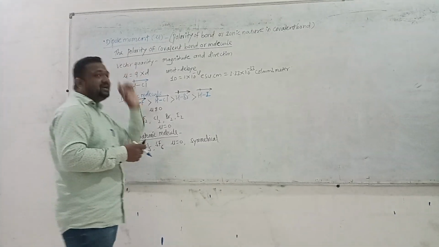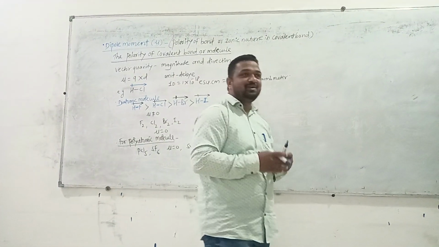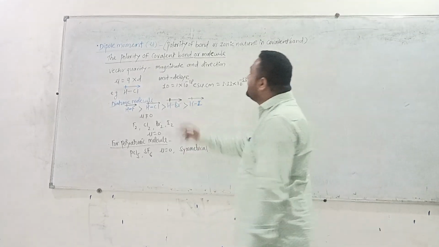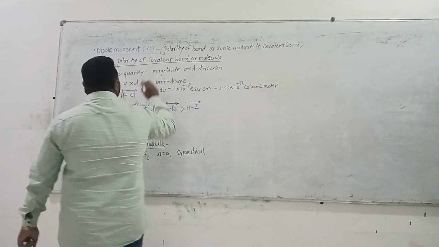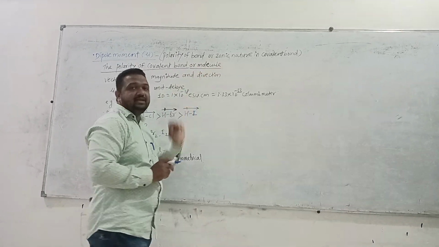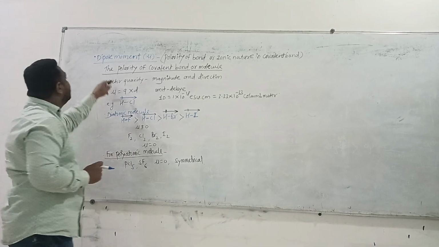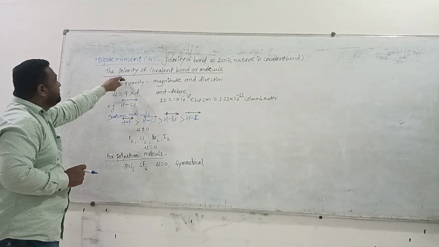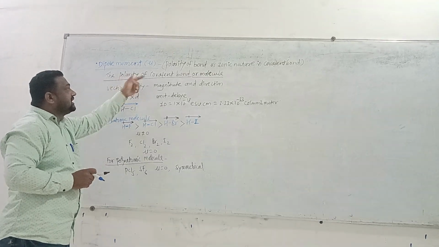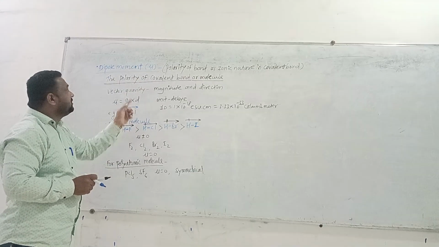Today we see an important topic in chemical bonding: the dipole moment. The dipole moment represents the polarity of a bond, or the ionic nature in covalent bonds. It represents the polarity of a covalent bond or molecule, meaning whether a bond is polar or non-polar, or whether a molecule is polar or non-polar.